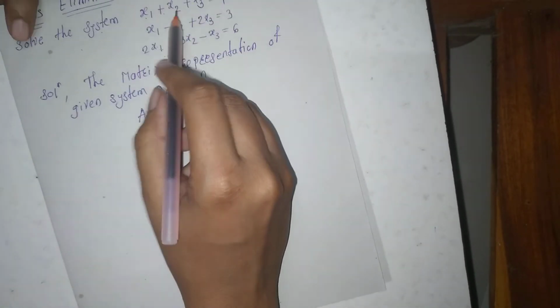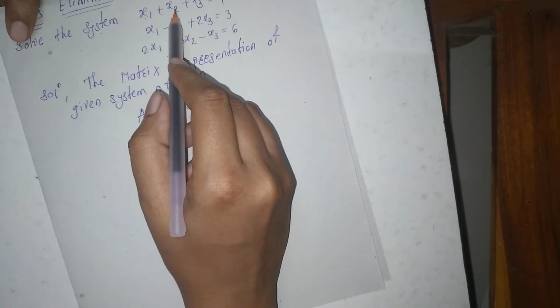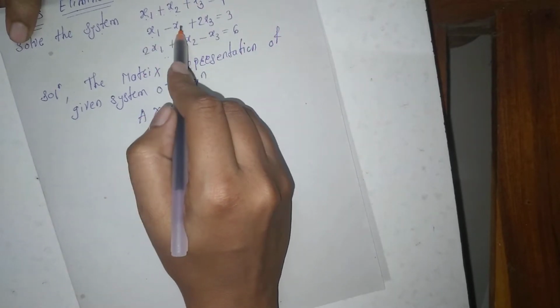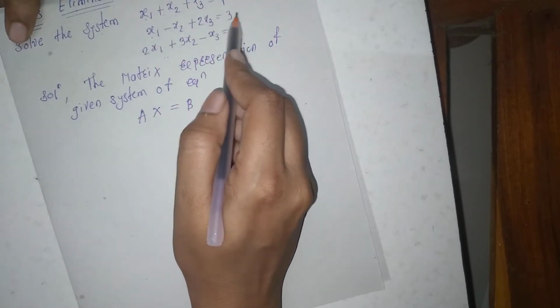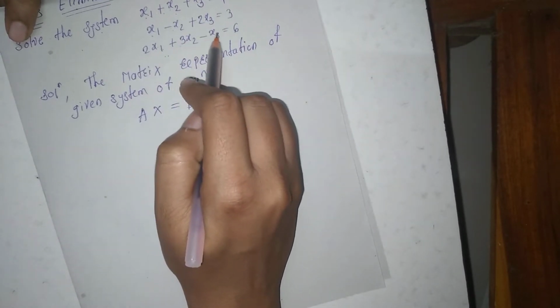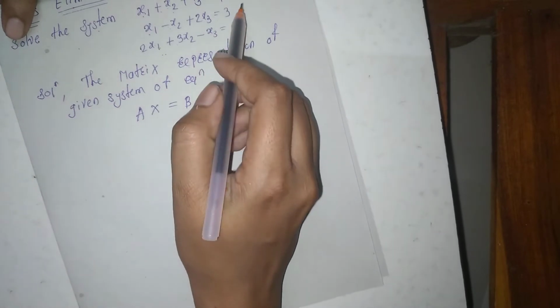This is the system: x1 plus x2 plus x3 equal to 4, the first equation; x1 minus x2 plus 2x3 equal to 3, the second equation; 2x1 plus 3x2 minus x3 equal to 6, the third equation.